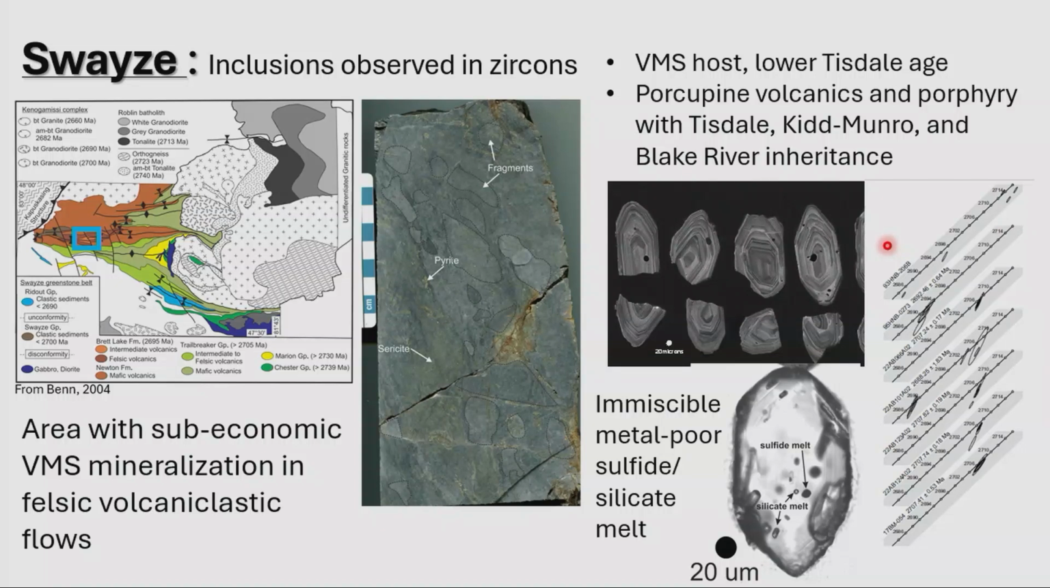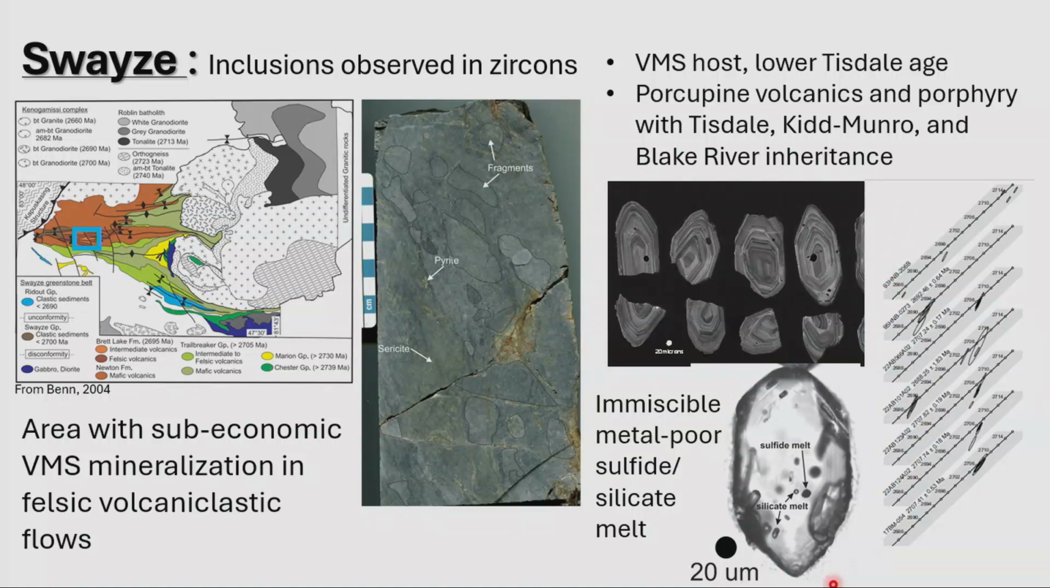Compared to what I've just been showing, some of the more classic oscillatory zoned things you'd expect to see from magmatic zircon, it's showing a fairly complicated geochron history, is probably all I'll say about it, with potential for Tisdale, Porcupine inheritance. There's a lot of information for that to still work out.